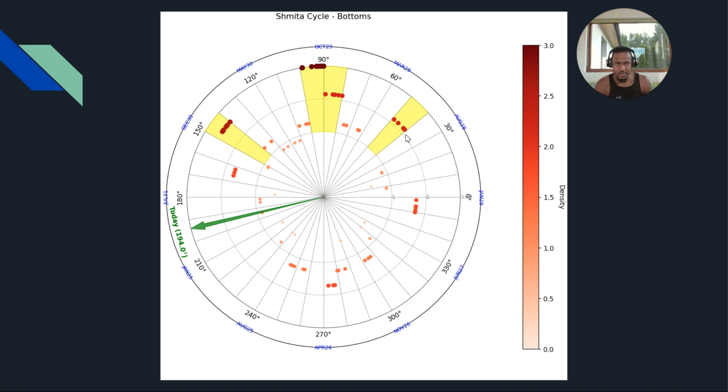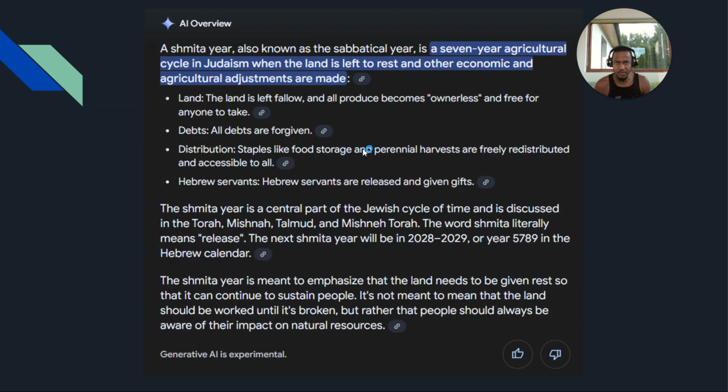So what exactly is the Sabbath year? Or as I've written here, it's known in Hebrew as the Shemitah cycle. If you do a quick search on Google, you'll get this summary from Gemini. Shemitah year, also known as sabbatical year, is a 7-year agricultural cycle in Judaism, when the land is left to rest and other economic and agricultural adjustments are made, including letting the land rest, debts are forgiven, etc. I mean, amazing practices, the kind of stuff you wish happened, well, anywhere really. I'm not sure if that still happens anywhere in the world.